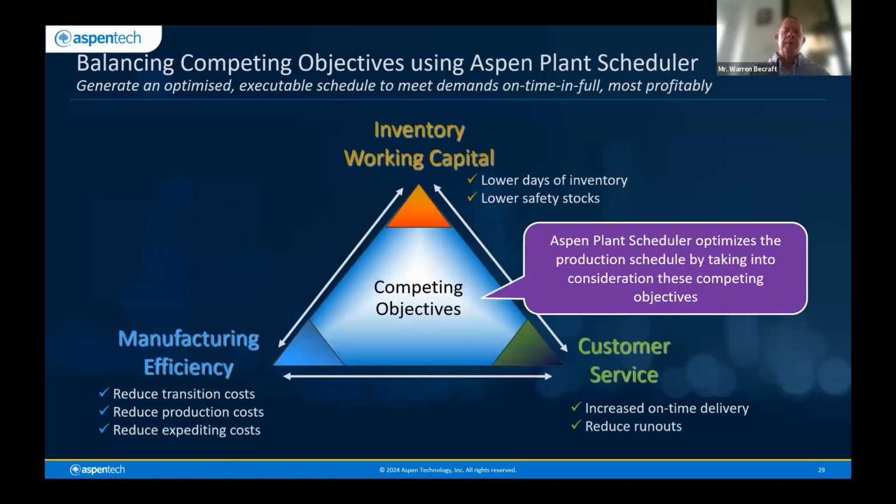And we're trying to optimize three different competing objectives in the profit maximization. We want to make sure our customers are serviced well, on time, in full deliveries. We want to have manufacturing efficiency by reducing transition costs, reducing expediting costs and production costs. And we also want to reduce our inventory working capital, maintaining lower days of inventory and safety stocks, and optimizing all of these competing objectives.